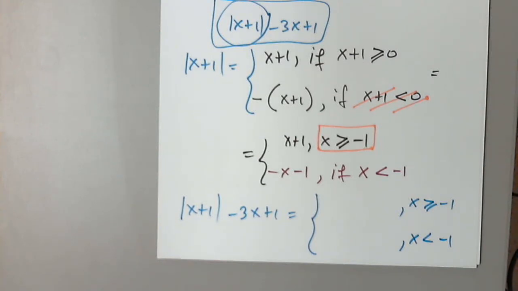Why? Because the absolute value of x plus 1 has two options. So let's construct this together. The absolute value of x plus 1 minus 3x plus 1 is x plus 1 minus 3x plus 1. Right. And the other option would be, careful, negative x minus 1 minus 3x plus 1. That's it.